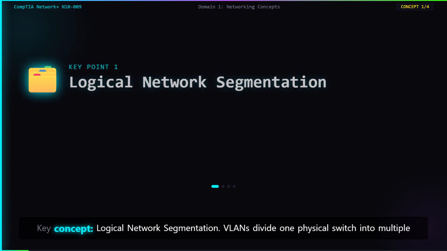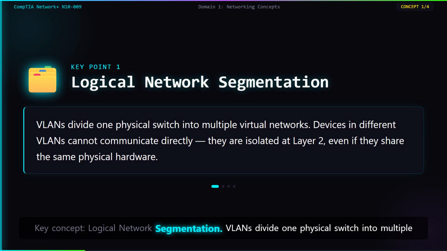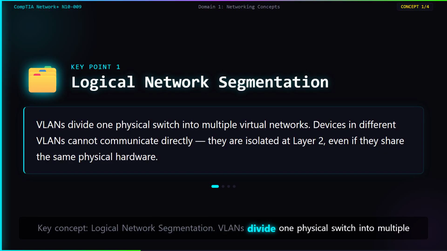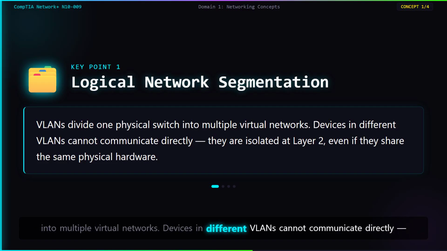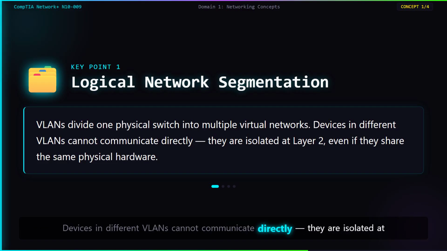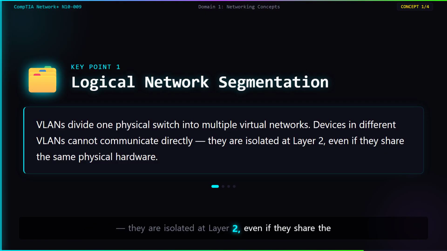Key concept: logical network segmentation. VLANs divide one physical switch into multiple virtual networks. Devices in different VLANs cannot communicate directly. They are isolated at Layer 2, even if they share the same physical hardware.